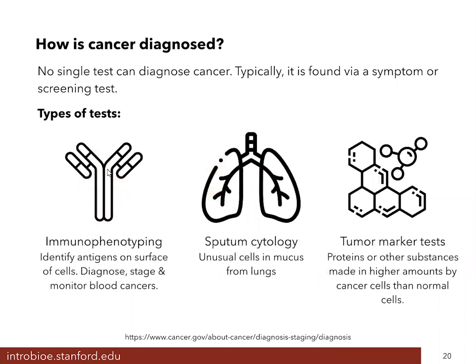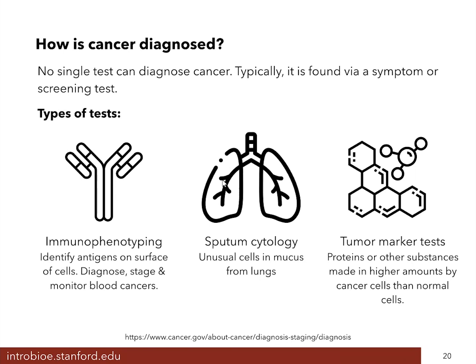You could get immunophenotyping. This is where you take the tissue and you try to stain it with different antibodies. And those antibodies will identify specific proteins, typically on the surface of cells. And you can use the kind of protein content on the surface of a cell to diagnose and stage or monitor blood cancers. So certain blood cancers will have a high concentration of very specific surface markers. And so you can know what type of cancer you have by what type of antigens stick to the surface of your blood cells.